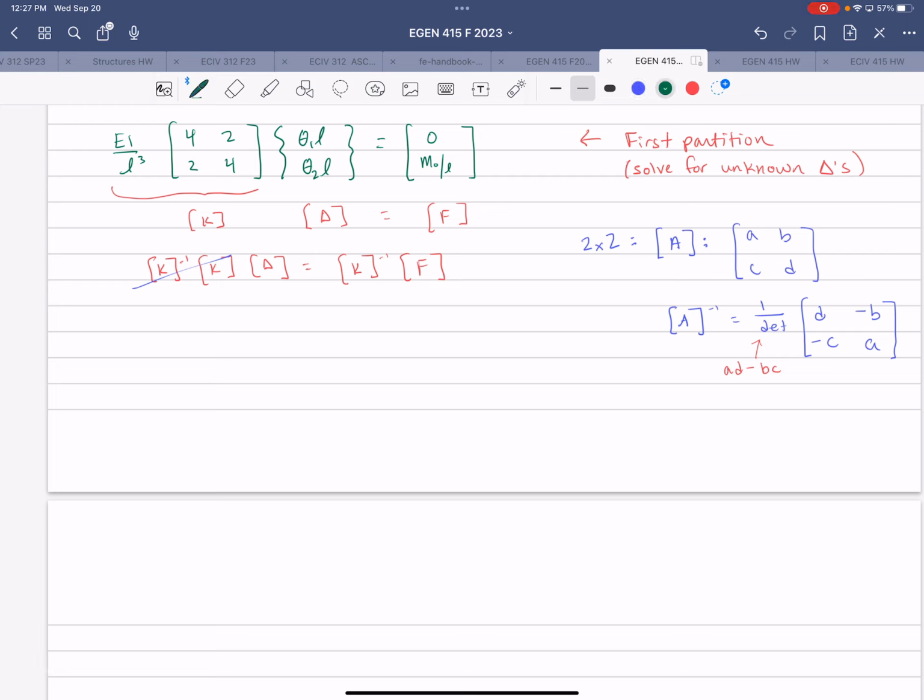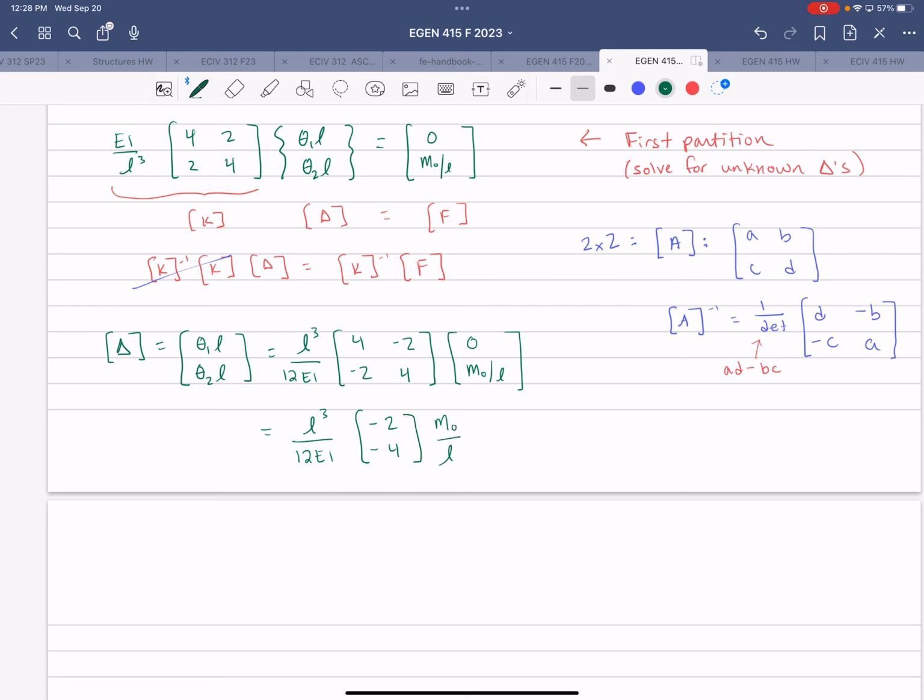So applying that to this example, we have our deltas, theta 1L and theta 2L, will be equal to L cubed over 12 EI times 4, negative 2, negative 2, 4, times 0 and m naught over L, which will come out to be L cubed over 12EI times negative 2 and negative 4 times m naught over L. So we could, of course, simplify that further, which we'll do on the next page.